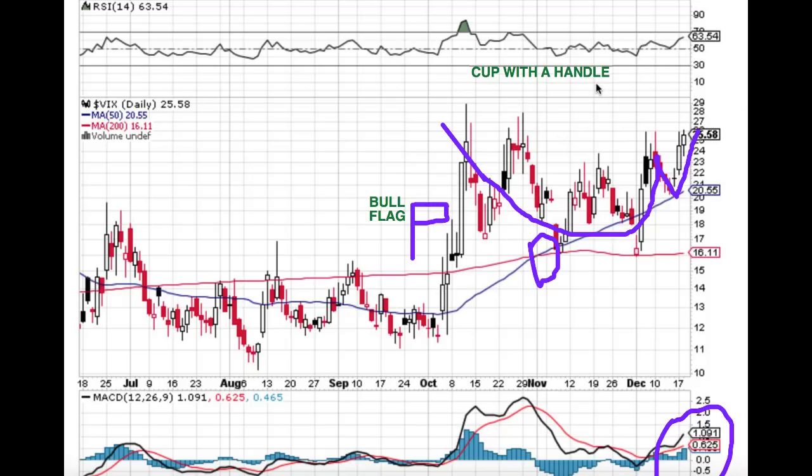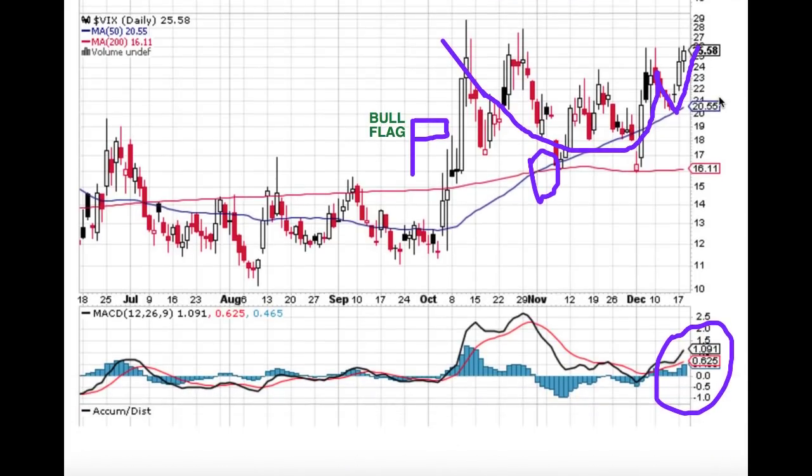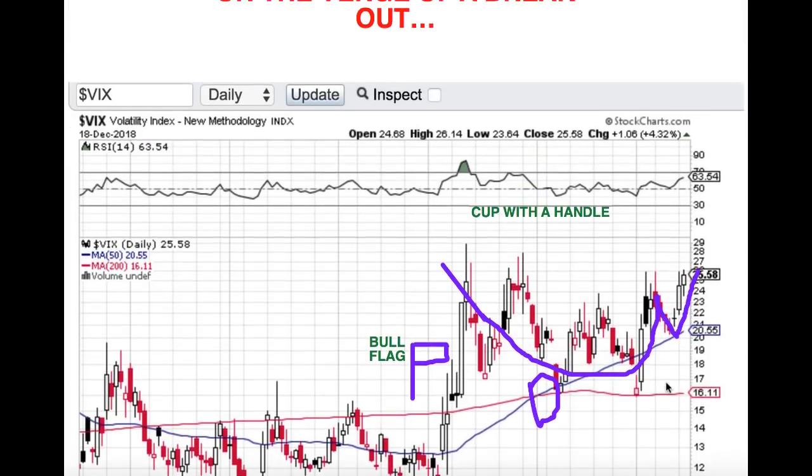So what we're observing is the handle in combination with the bull flag, a very solid base, out of which VIX should have no problem breaking out here. And also we're noticing a very bullish situation developing on the MACD as well. So how do you trade this situation?